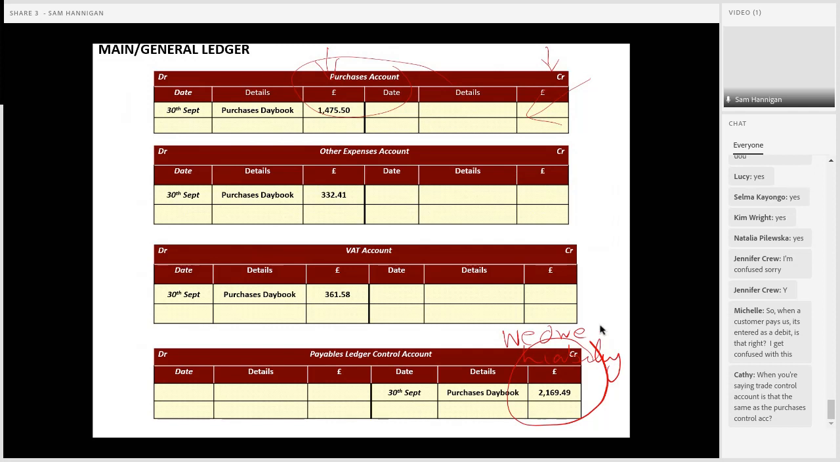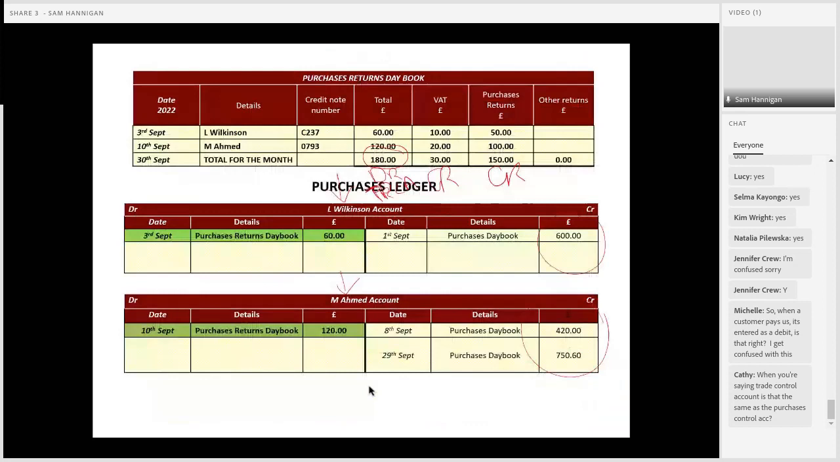Yeah, so it used to be called the purchase ledger control account. Now it's called trade payables control account. Okay? So it's exactly the same. So payables ledger control account, trade payables, exactly the same. It used to be called purchase ledger control account. There's so many different names that they've used. This, I think, went back to Q2016. I'm sure it was Q2013. But yeah, it's exactly the same. Okay, so you've entered it into their account. You've entered it into main ledger accounts.